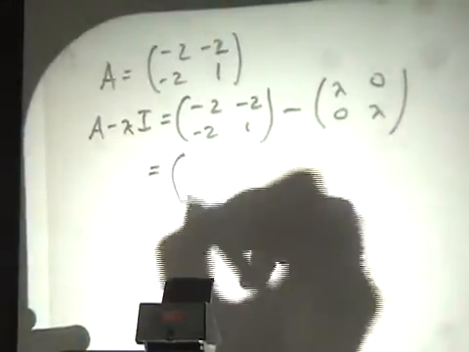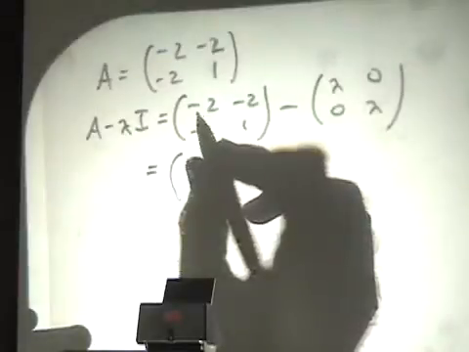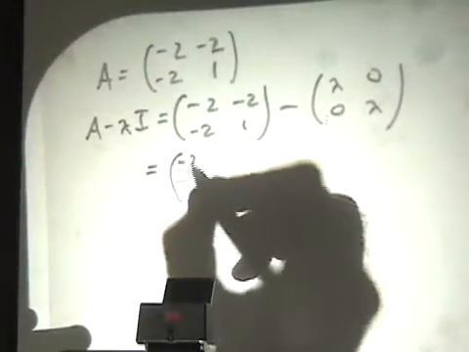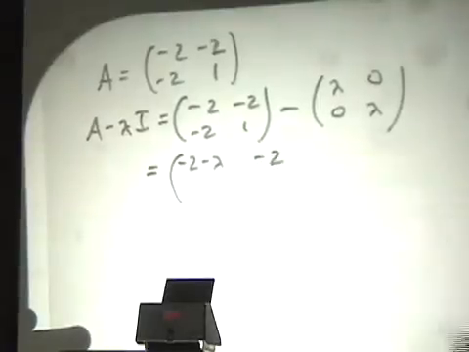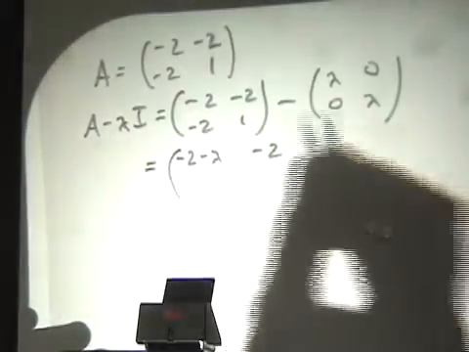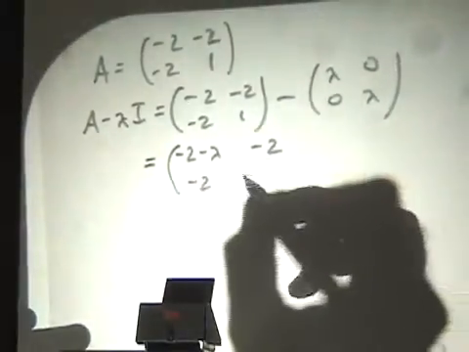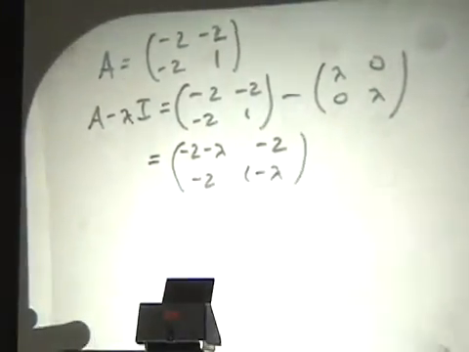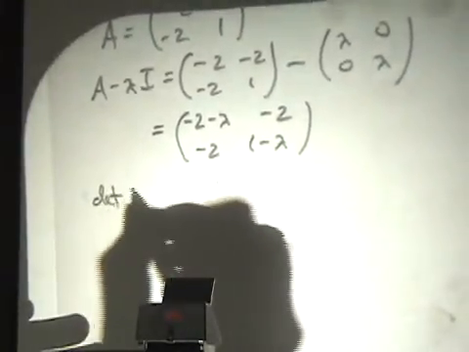We need to do the subtraction now, and you just subtract entry by entry. We have a -2 minus lambda in the upper left-hand corner, -2 minus 0 in the upper right-hand corner, -2 minus 0 also in the lower left-hand corner, and 1 minus lambda in the lower right-hand corner. We need to take the determinant of this matrix.